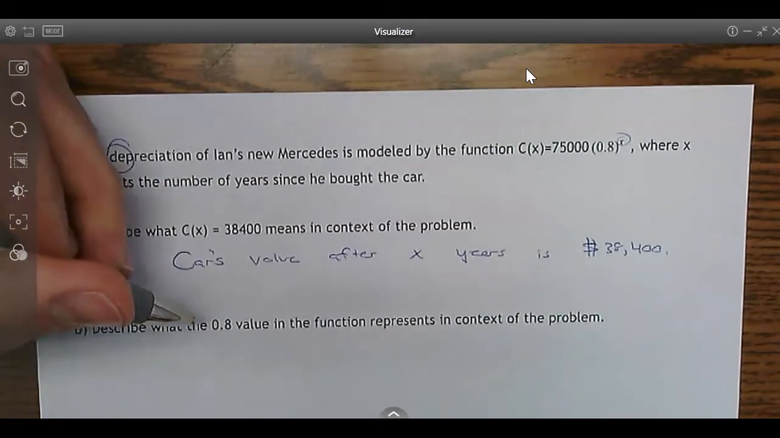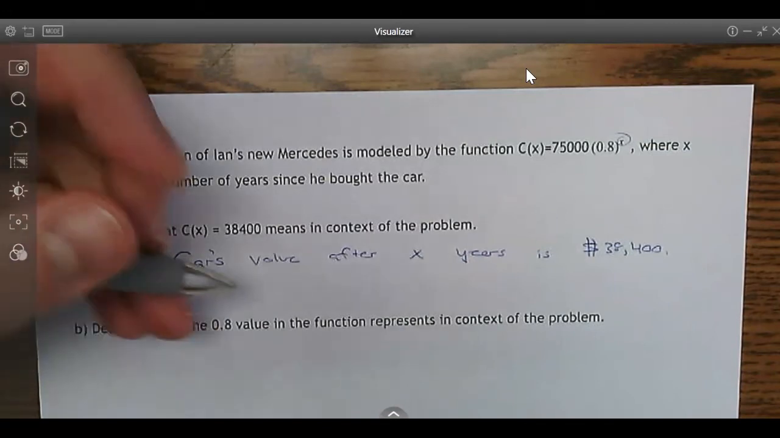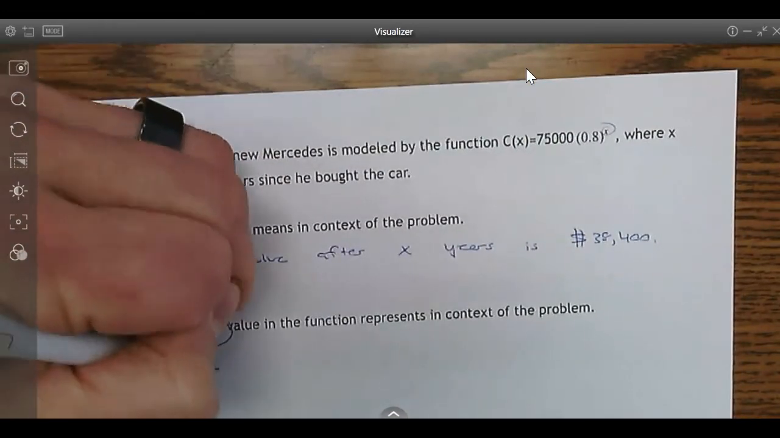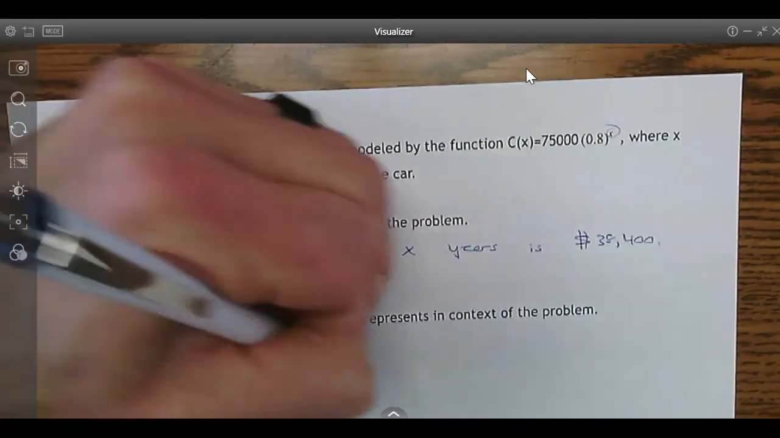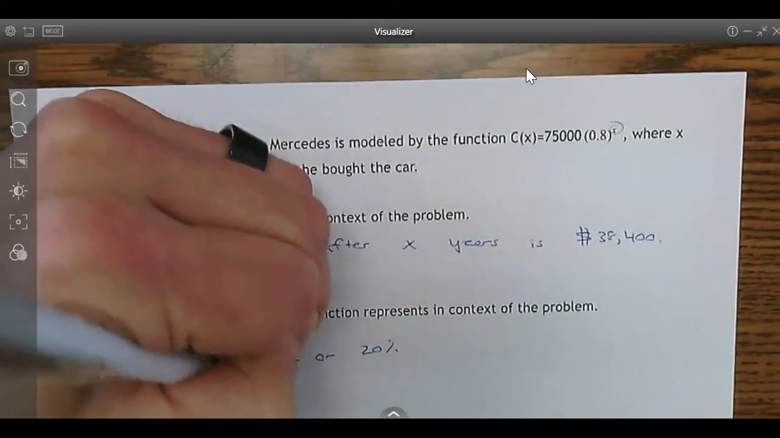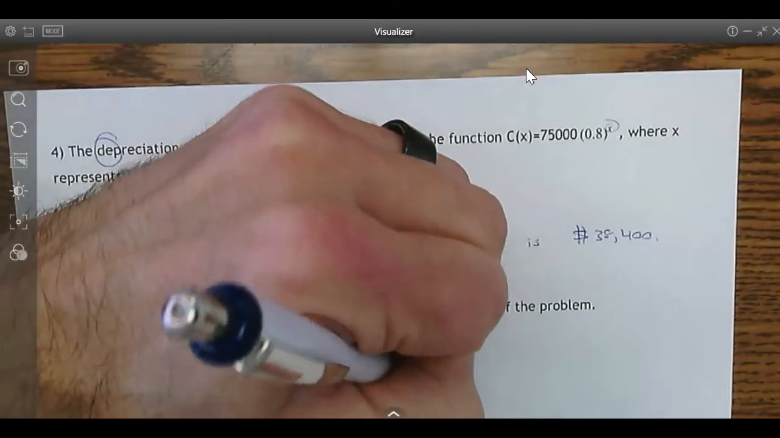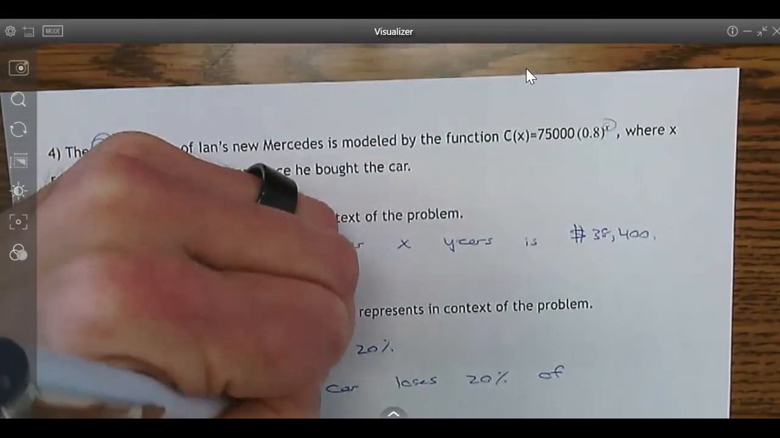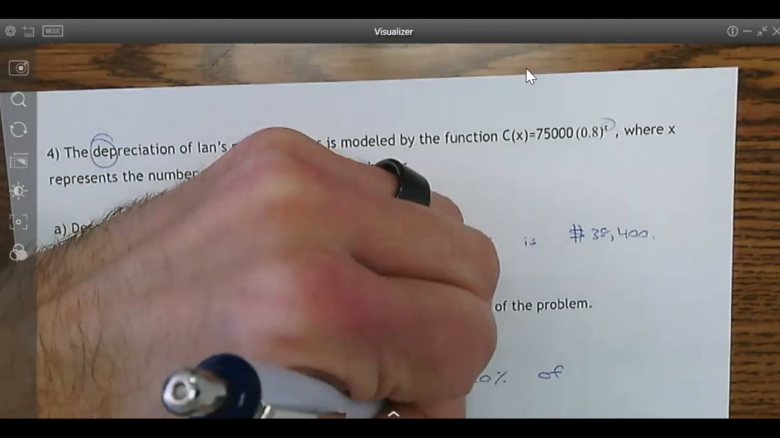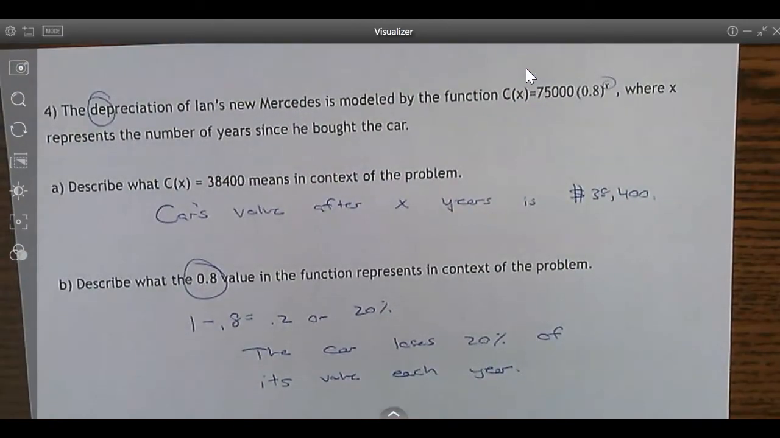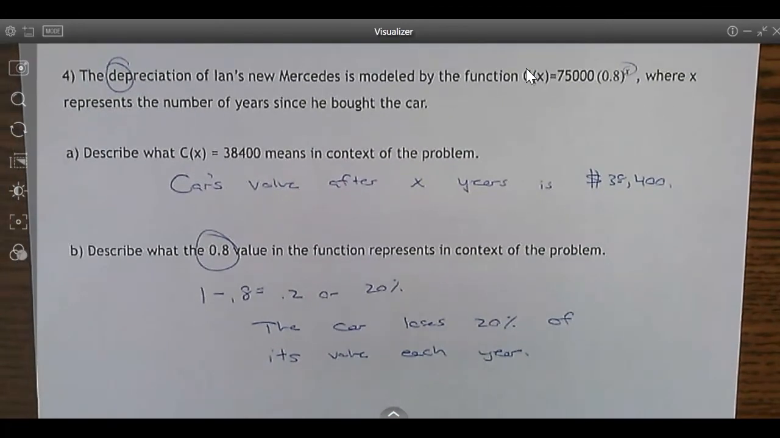Part B, describe what the 0.8 means. Well, this should tell you this is exponential decay. So 1 minus 0.8 is 0.2, or 20%. This means the car loses 20% of its value each year. And that's the reality of cars. They go down in price as the years go by, unless it's some kind of collector car.